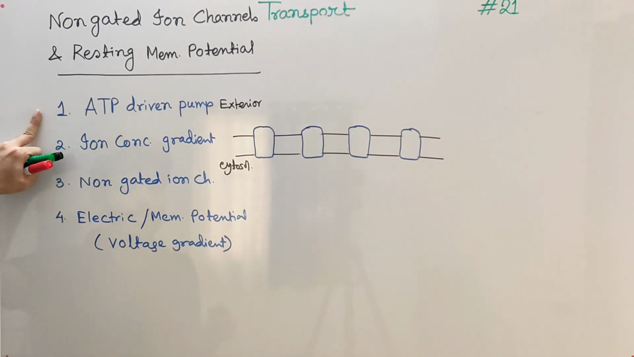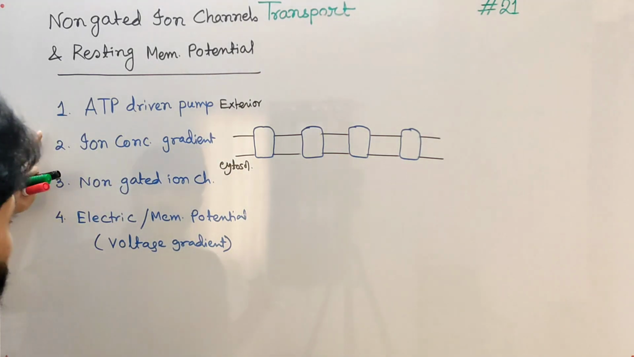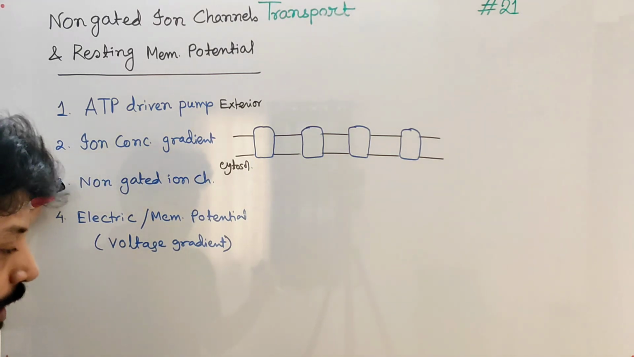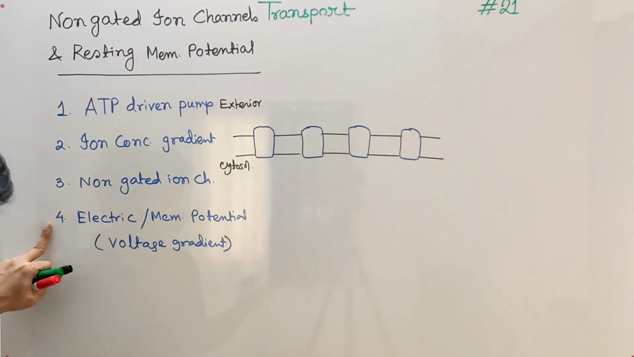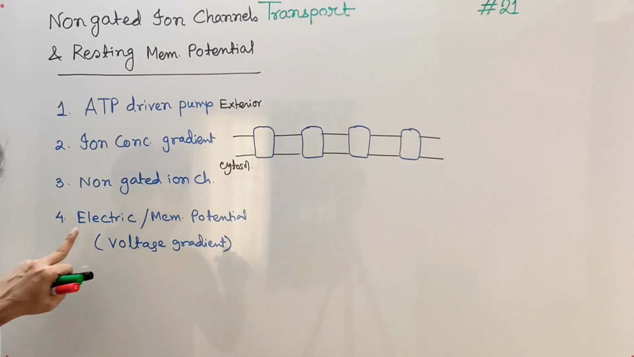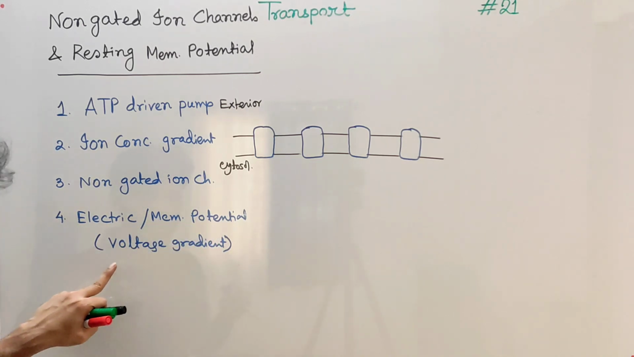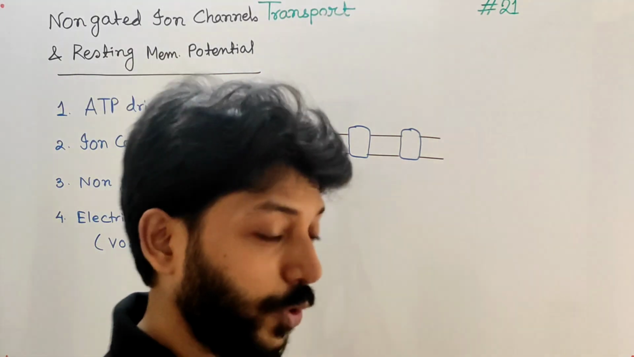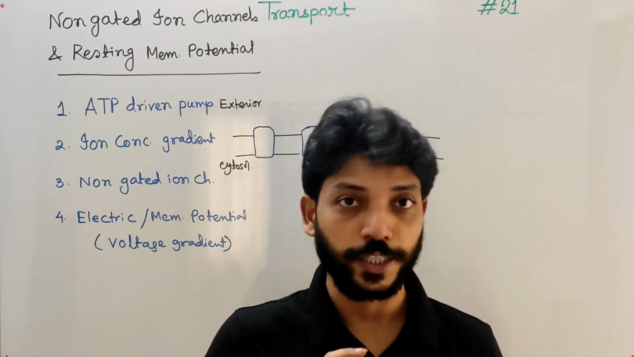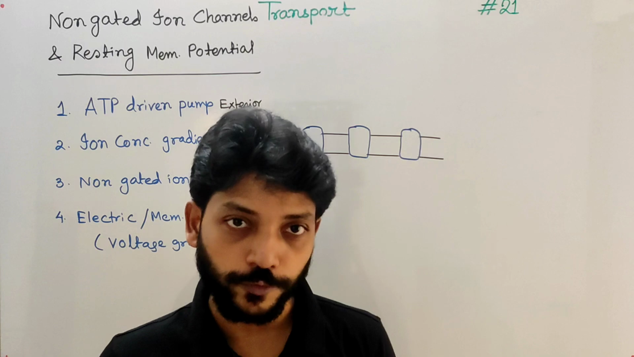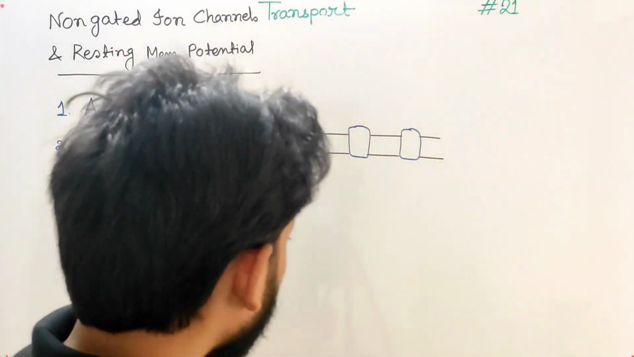The first is ATP driven pump. Second is ion concentration gradient. Third is non-gated ion channels. And the fourth and the last is electric or membrane potential. We can also call it voltage gradient. So we have to understand these 4 points at first. Then we can understand what is resting membrane potential and the role of non-gated ion channels.